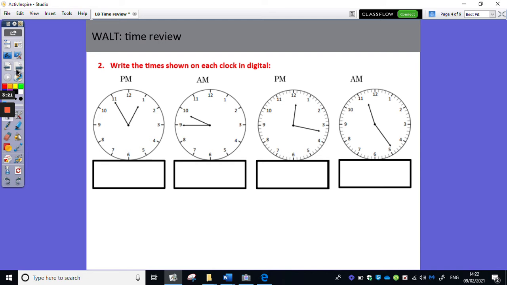Okay, so you've got a few different clocks there, and what you need to do is write the times shown on each clock in digital. So remember, that's when we have our colon in the middle and our hours and our minutes. So remember, when we're doing digital, we don't do past or to. We're just counting how many minutes have passed from the hour. So look at each clock really carefully, and as you can see, they're in analog, so it says PM or AM. So you do need to make sure you've got that after your answer as well. So pause the video, write down what is showing on each clock, and come back when you're ready.